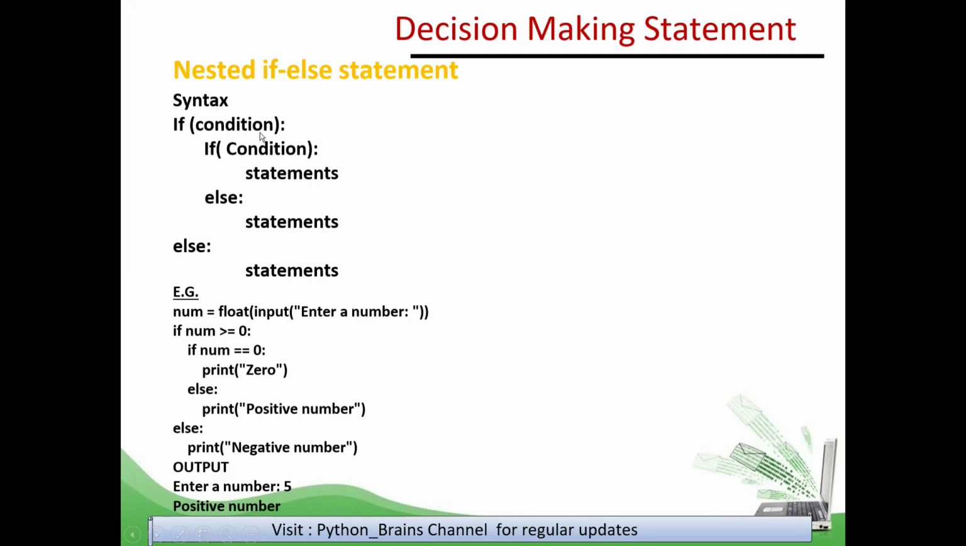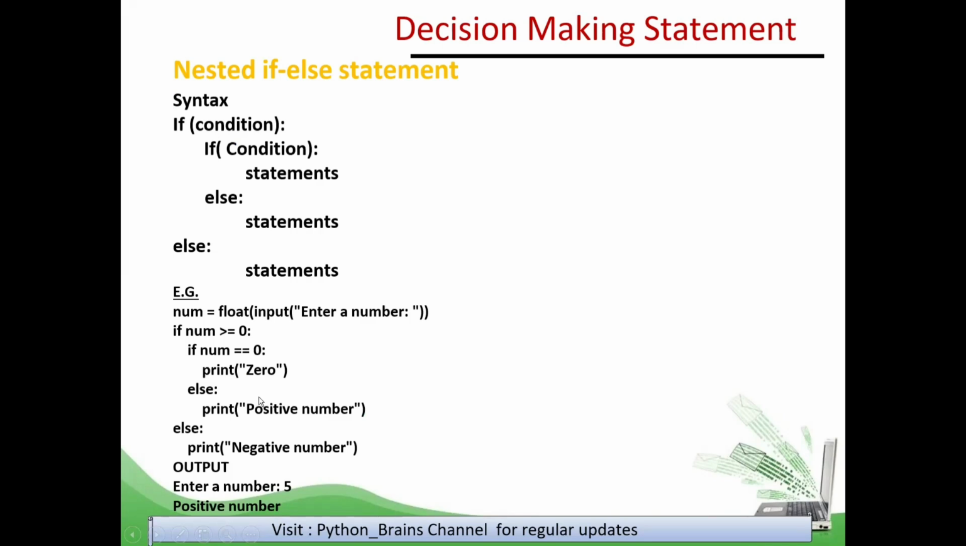So if this is true, then we check for the next if condition. If this is also true, then this statement is executed. If this is false, then this is the else of this if, okay? And this is the else of this if. So this is the way we can use the nested if else statement.